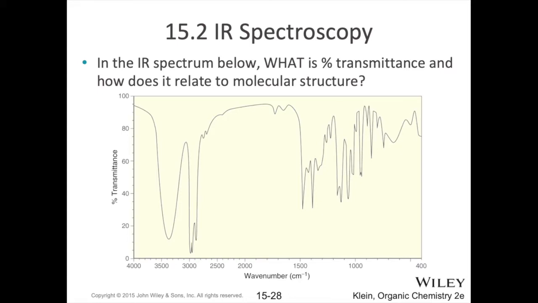And on the y-axis, we have percent transmittance. In other words, how much infrared light of that particular wave number makes it to the detector. So wherever you see these downward pointing peaks, you know that your sample has absorbed that infrared light.